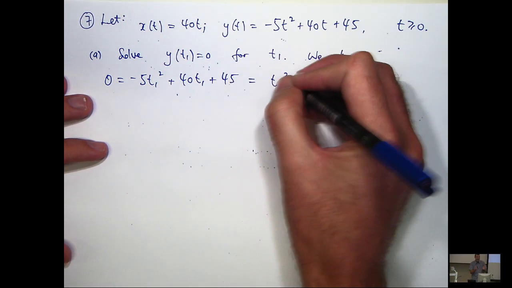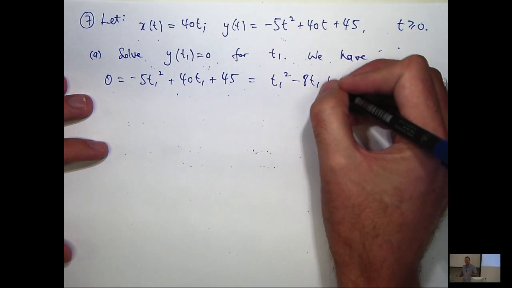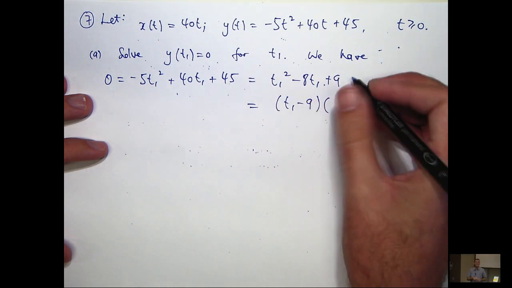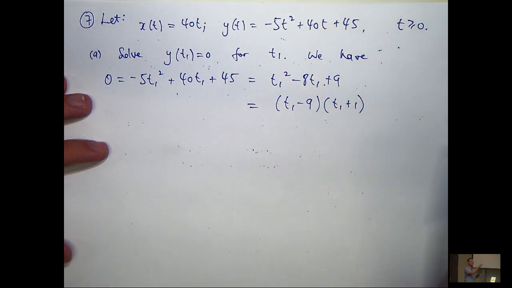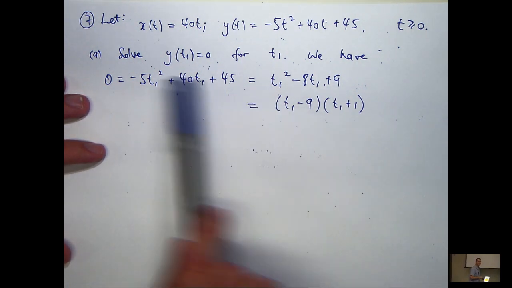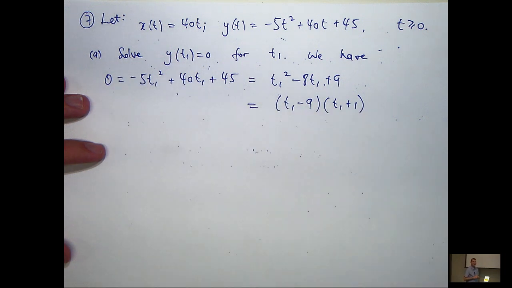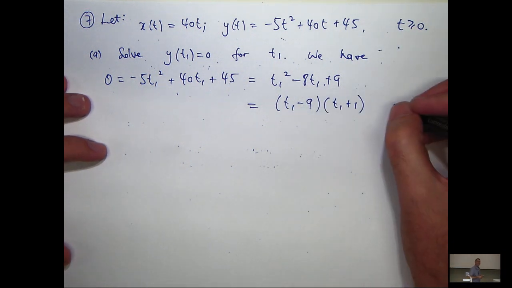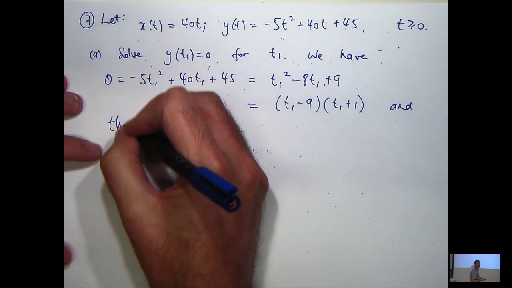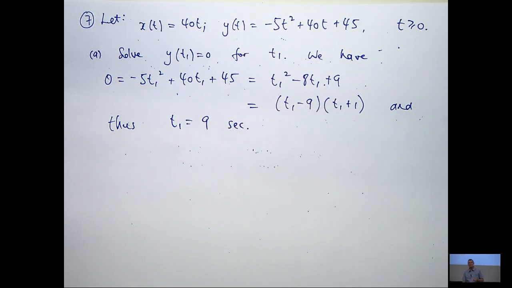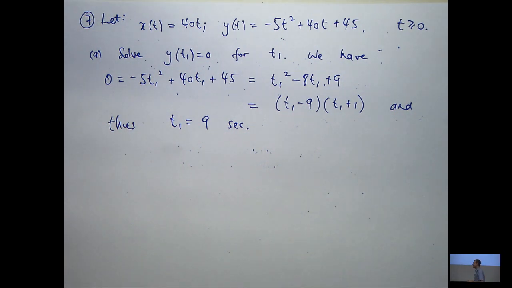Okay, so I can cancel off. And then I can just factorize. Okay. Now I get two potential times here. In seconds, I think this is in seconds, right? So t1 could equal 9 seconds, or t1 could equal minus 1 second, right? Well, we know that our time's non-negative, so we'll just take t1 equals 9. Okay, pretty simple.